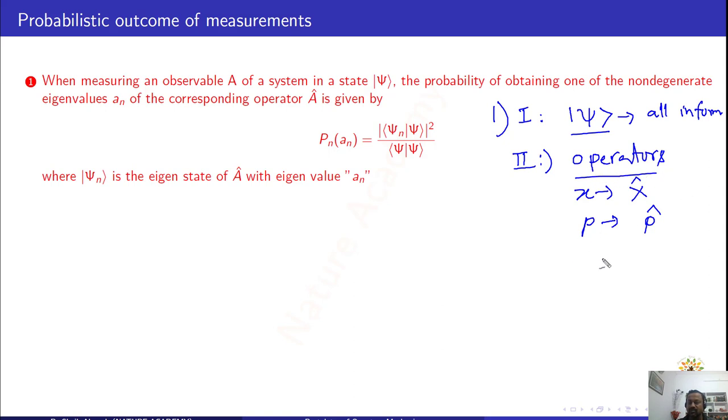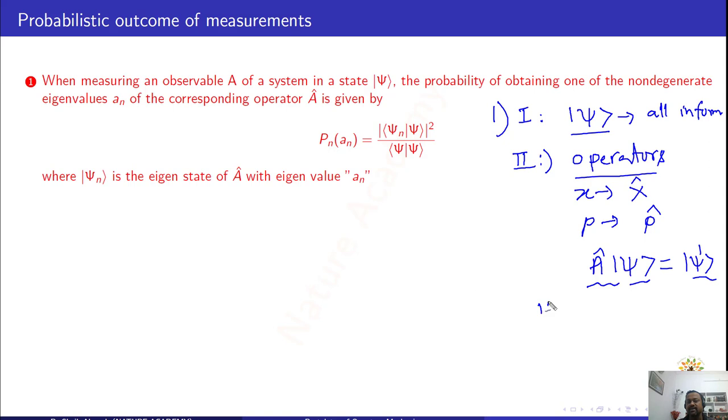If an operator is acting on a state function, then the state function may change to some other form. Let me call this psi prime, of the same vector space. Psi and psi prime belong to the same vector space. So operator A is nothing but a mathematical rule which changes one state vector to another state vector. So this is about the operator mechanism.